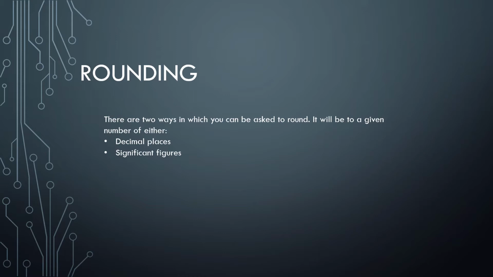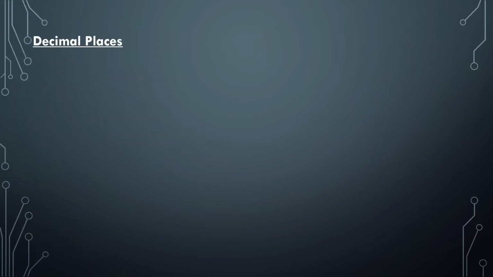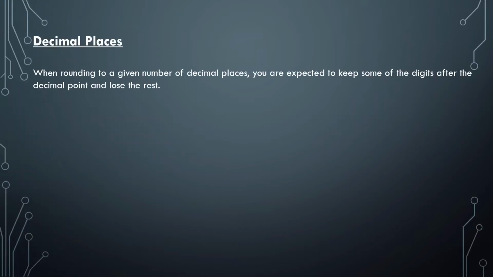So the first one that we've probably dealt with before is decimal places. We might not have seen significant figures before. So looking at decimal places then, what are decimal places? Well, when we round to a given number of decimal places, what we want to do is keep some of the numbers after the decimal point and ditch the rest of them.